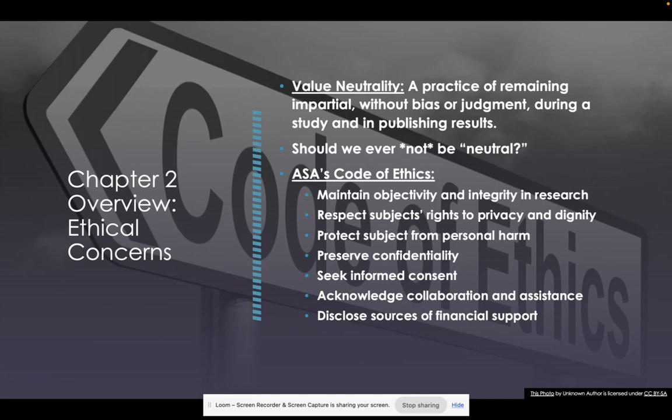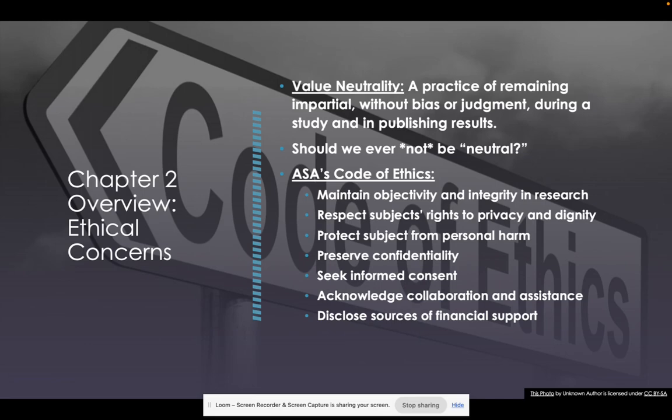And then finally, the American Sociological Association has a code of ethics. When we collect data and when we do research, we should maintain objectivity and integrity in our research. We should respect subjects' rights to privacy and dignity. We should protect subjects from personal harm. We should preserve confidentiality. We should seek informed consent, either verbally or written. We should acknowledge collaboration and assistance, and we should disclose sources of financial support.